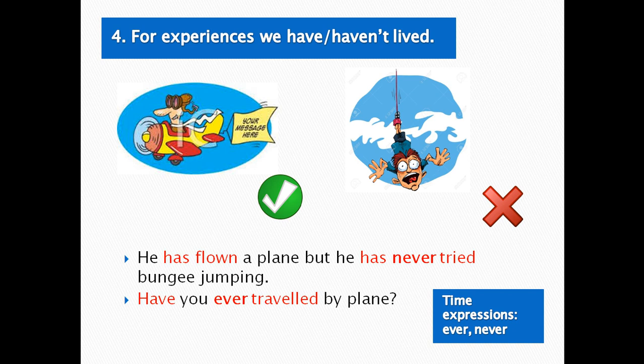Now the fourth usage of present perfect tense. الاستخدام الرابع نستخدمه for experiences we have or haven't lived. لتجارب عشناها أو لم نعيشها. For example, he has flown a plane. لاحظوا استخدمنا المضارع التام. He has flown a plane. سافر أو طار، يعني جرب يقود طائرة. But he has never tried bungee jumping. So he talks about 2 experiences of that man.